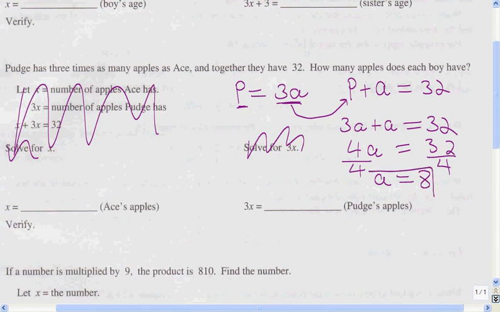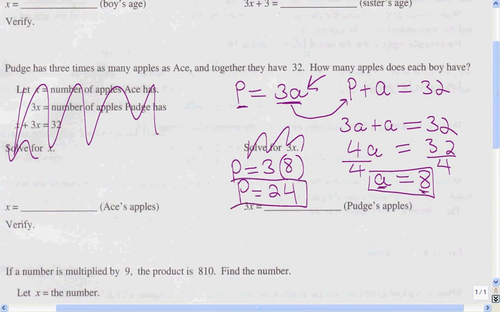So I know A, the amount of apples that AC has, is 8. And to figure out how many apples Pudge has, I'm going to plug in that 8, or substitute the 8 for A, because now I know that A is the same as 8. So P equals 3 times 8. P equals 24. You see? And those are my two answers. AC has 8 apples and Pudge has 24 apples.